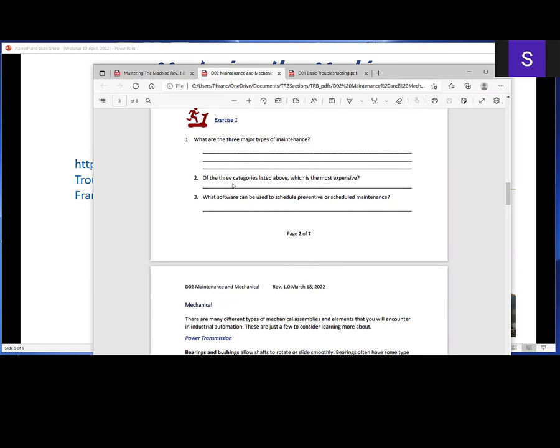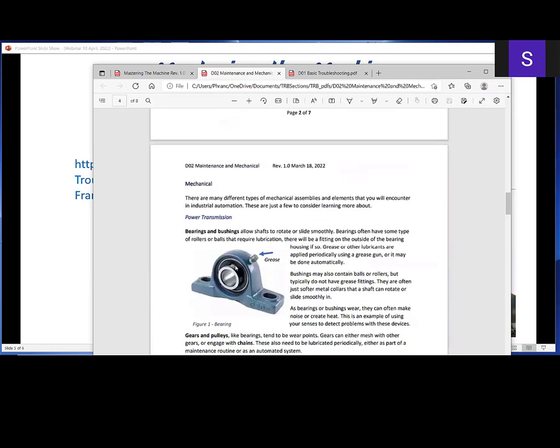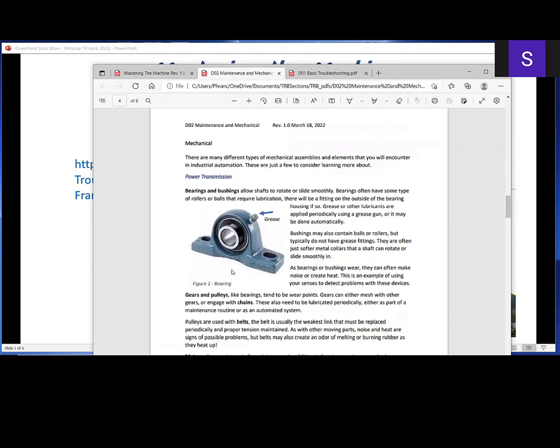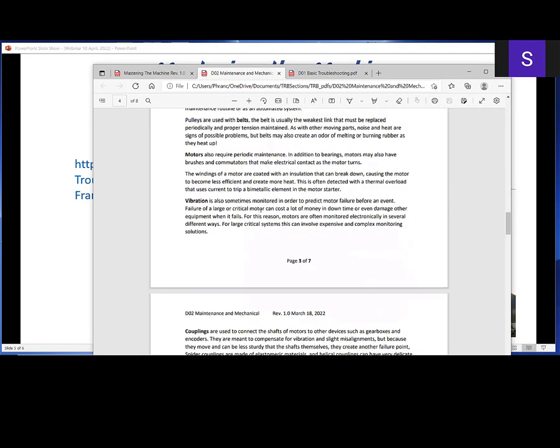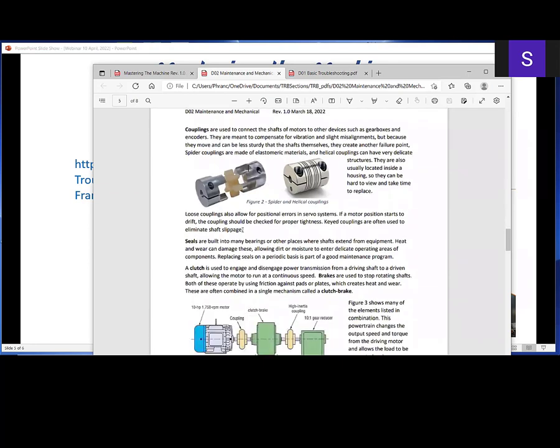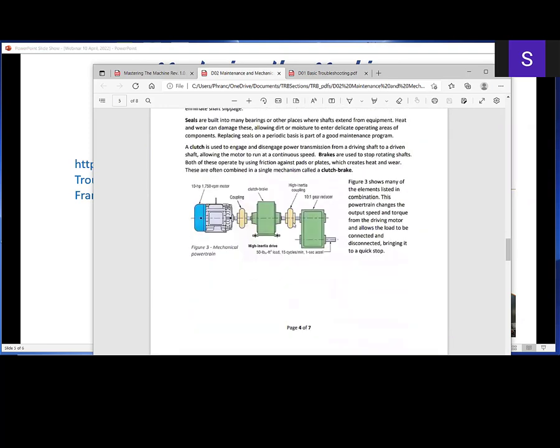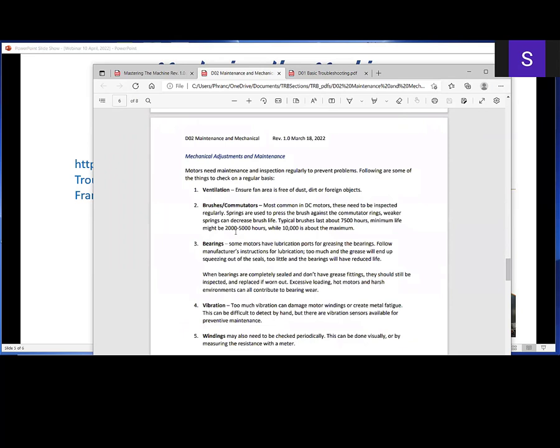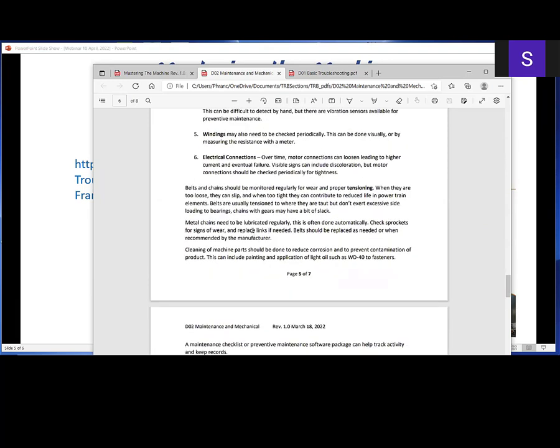It was at the urging of Automation NTH and Dexcom. Then I go through some basic mechanical things here. I'm not really going to cover a lot of this. It's very basic: power transmission systems, gears and pulleys, motors, vibration, some of the things we've already talked about. There are a lot of pictures in the book of couplings and things like that, talking about mechanical powertrains. This is in the very beginning part of the book, and talks about some of the adjustments and maintenance that you can do on mechanical systems.